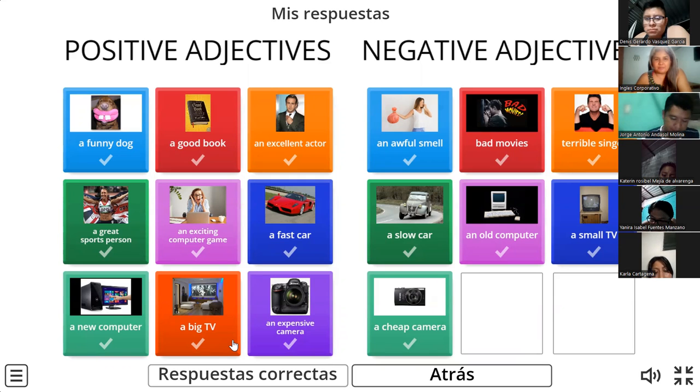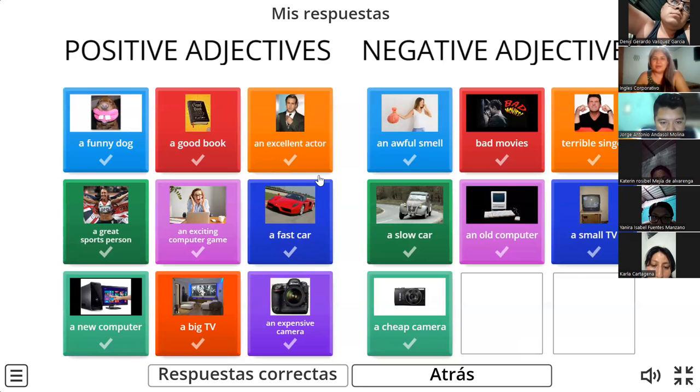Okay, good. Remember this. Esta es una regla de oro: los adjetivos siempre van a ir antes que el nombre. Good dog. Funny dog. El nombre va después del adjetivo. Excellent actor. Este es el nombre. El adjetivo es el que va antes. Bad movie. Terrible singer. Small TV. Old computer. Slow car. Cheap camera. Expensive camera. Big TV. New computer. Fast car. So if you can see all the examples, pueden ver todos los ejemplos.